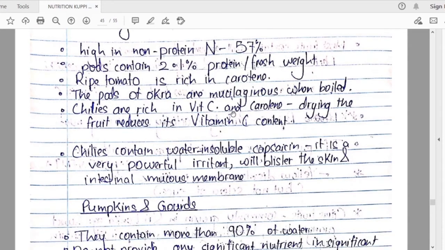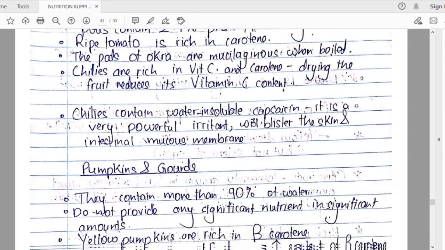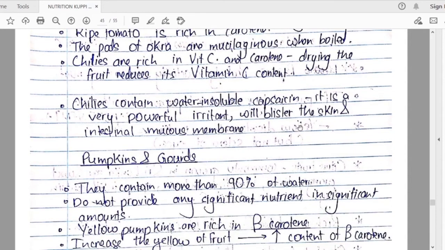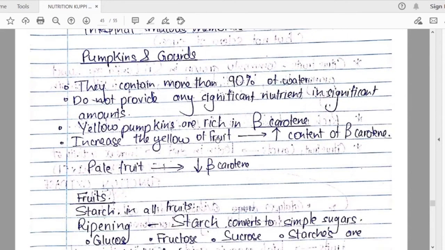Chilies are rich in vitamin C and carotene. Drying the fruit reduces its vitamin C content, which is evidence that vitamin C is heat labile. Chilies contain water insoluble capsaicin. It is a very powerful irritant which will blister the skin and the intestinal mucous membrane.